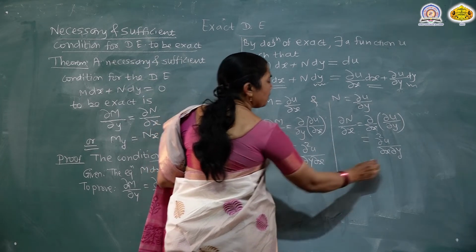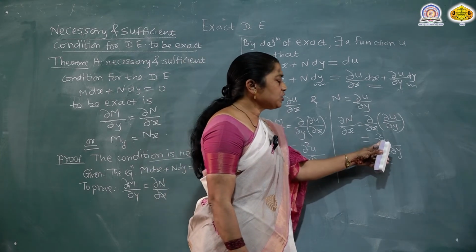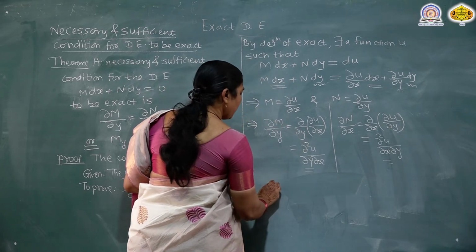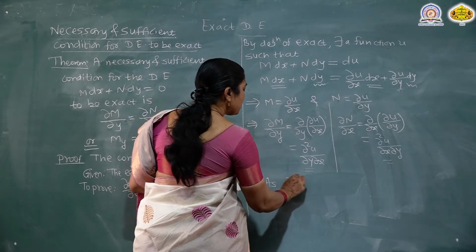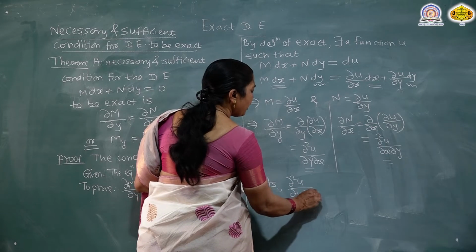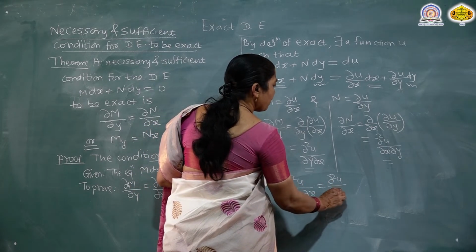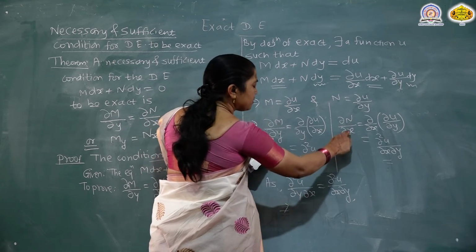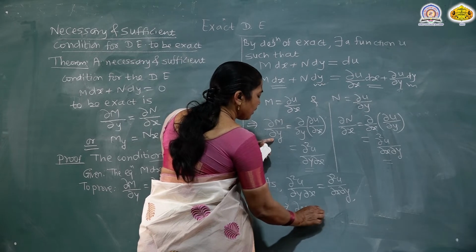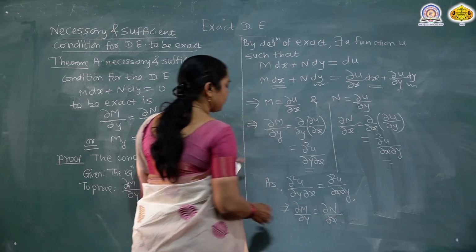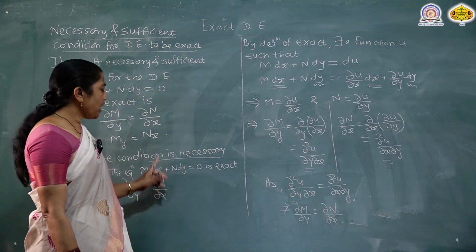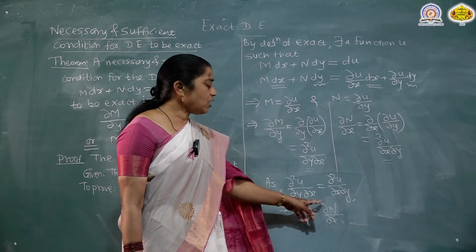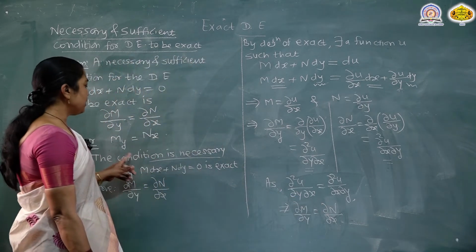Observe that ∂²u/∂y∂x is always equal to ∂²u/∂x∂y, as it is given to be continuous, and therefore as we know, the mixed partial derivatives are the same. Due to the continuous function, we have ∂M/∂y the same as ∂N/∂x. So for the differential equation M dx plus N dy equal to 0, if it is exact, then ∂M/∂y is always equal to ∂N/∂x. This is the necessary part.